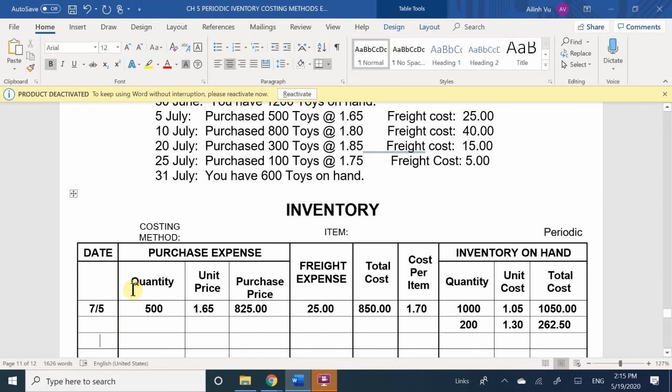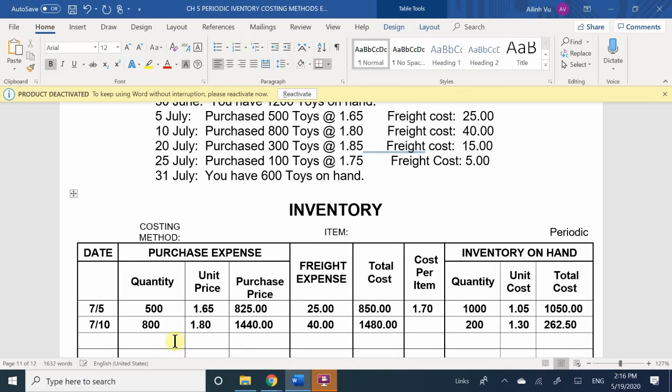What happened next? Purchased 800 toys at $1.80 each. What's the date? 800 toys at $1.80. What's the total? $1,440, and then our freight was $40, so I got $1,480. And then what is the cost per item? $1.85 each.